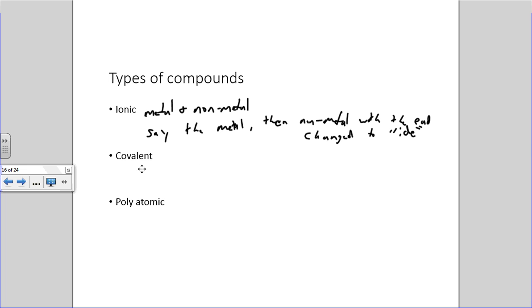Covalent. Covalent compounds are made of 2 non-metals.